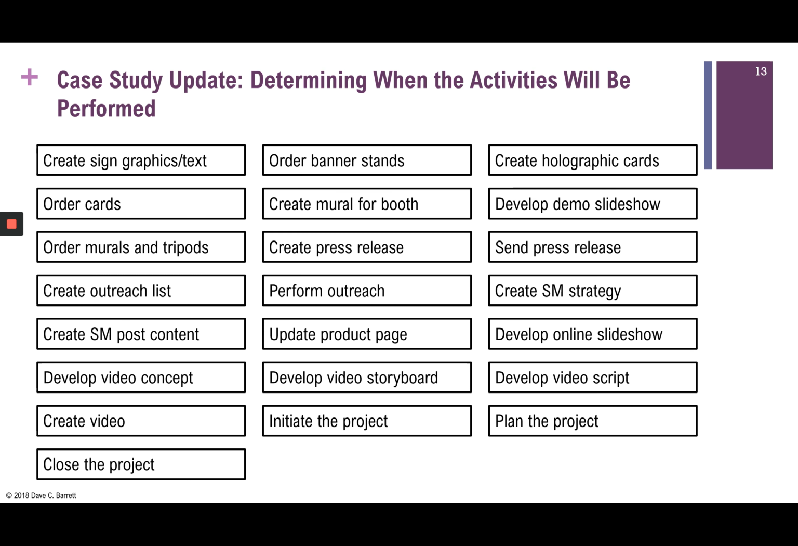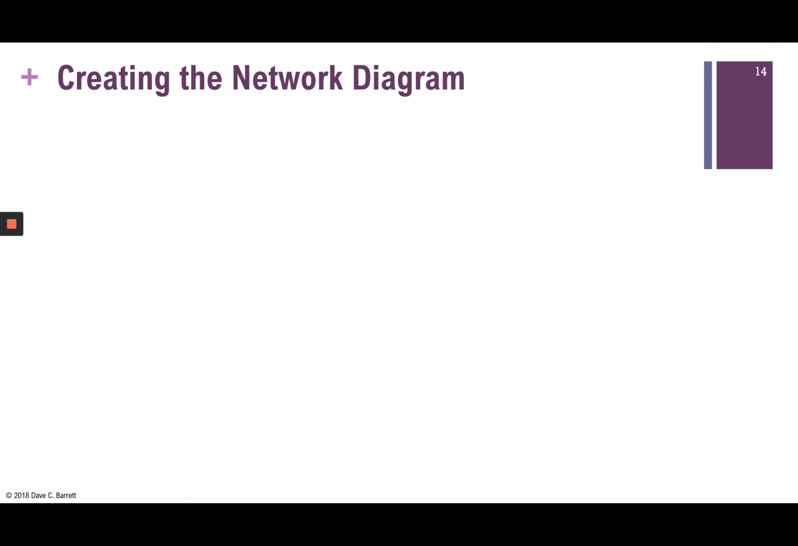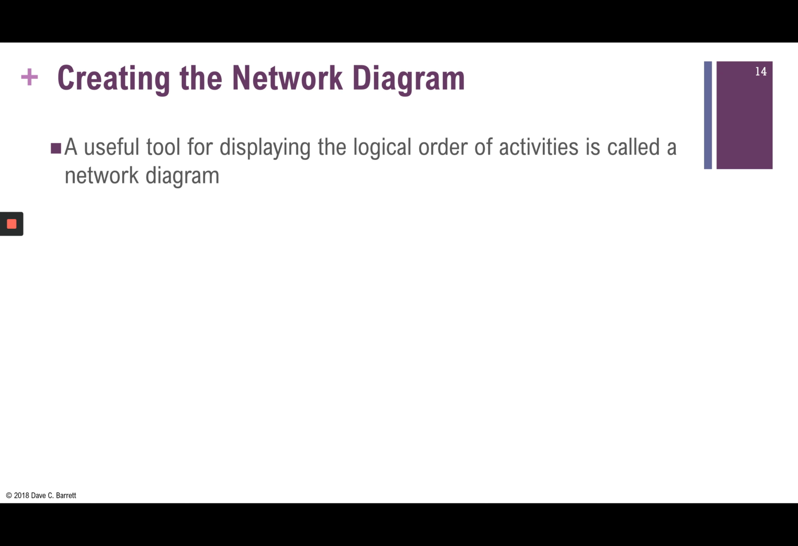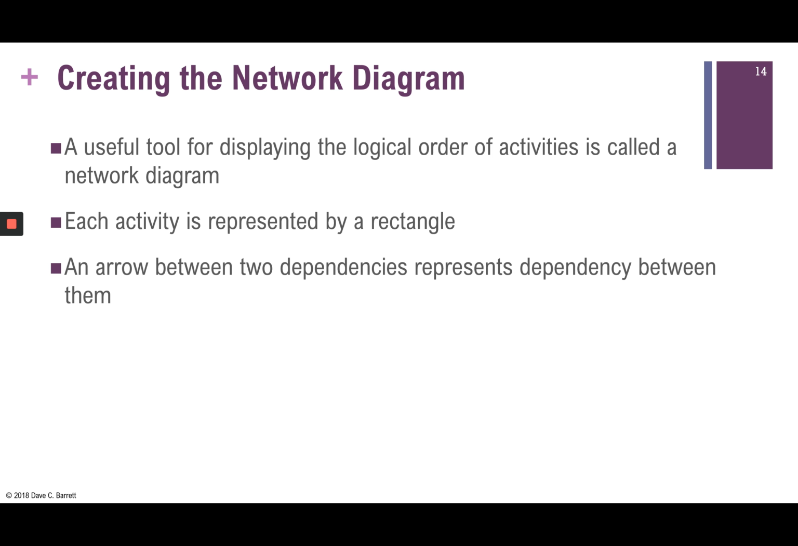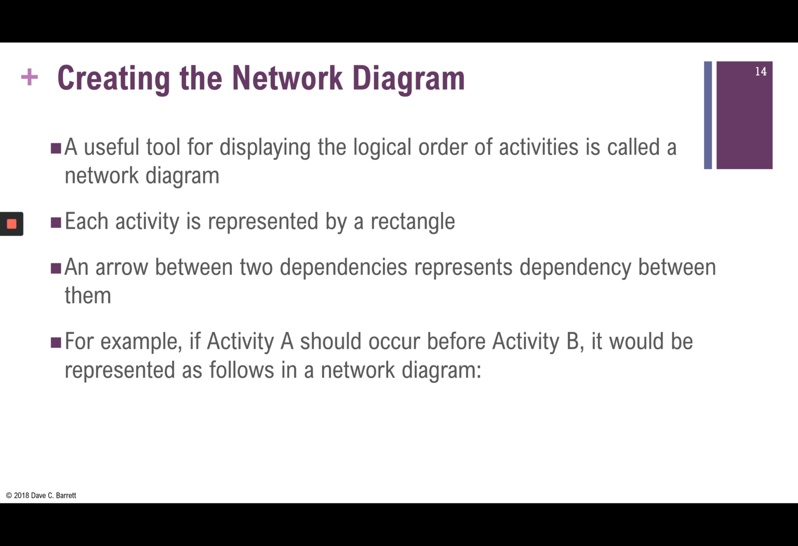So now she needs to go on from here, because this isn't useful. But what is useful is to put them in order, and what that will create is something called a network diagram. A network diagram is a useful tool for displaying the logical order of activities. So it can be quite representative of a schedule. Each activity is represented by a rectangle. An arrow between two rectangles represents dependencies between them. So an arrow will represent the dependency between 2 activities.